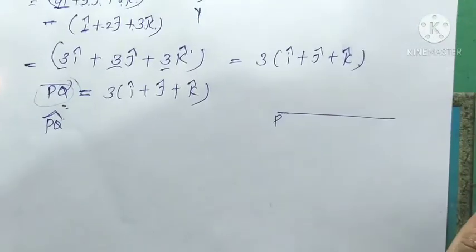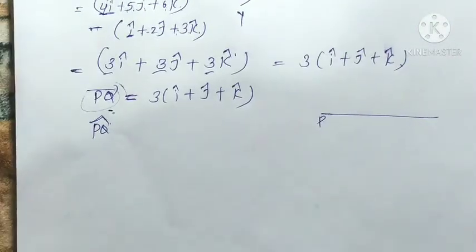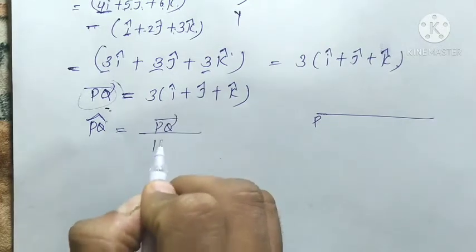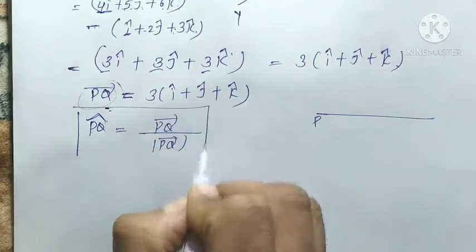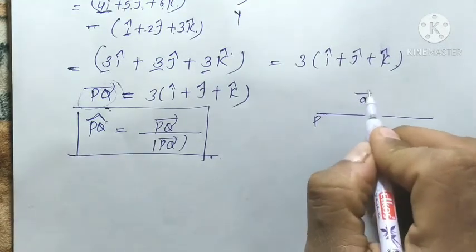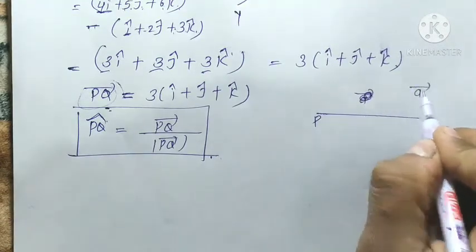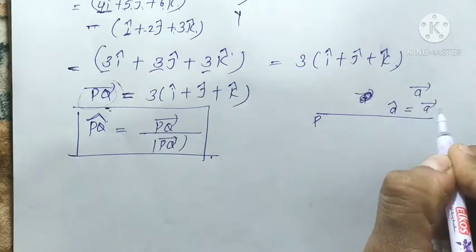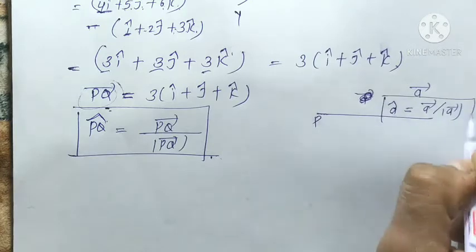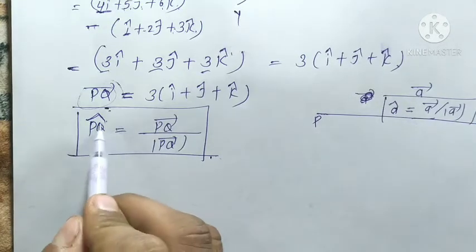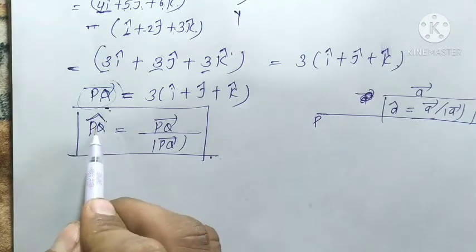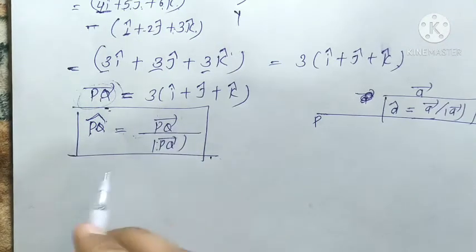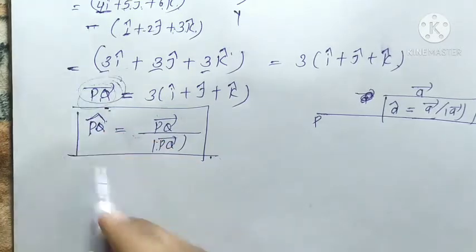So PQ cap is equal to PQ upon the magnitude of PQ. If we have any vector a and take its unit vector, a cap is equal to vector a upon the magnitude of vector a. This is the formula. Similarly we have to find the unit vector of this PQ. So PQ cap, the unit vector of vector PQ, is equal to PQ vector upon the magnitude of PQ vector. Firstly we find the magnitude of PQ.